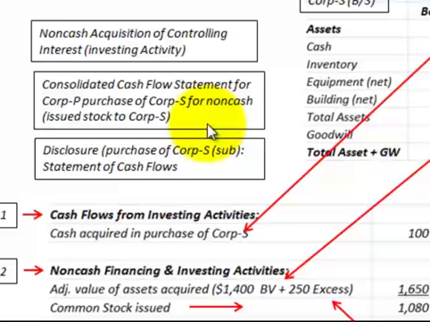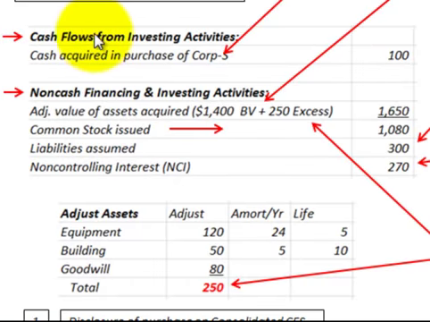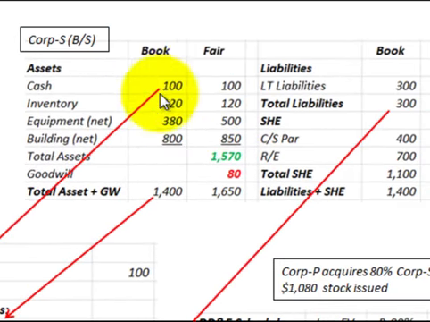All right, now let's look at what has to be disclosed here on the consolidated cash flow statement for the acquisition, or the non-cash acquisition, of the subcorporation S by the parent. First, looking at the cash flows from investing activities for the consolidated cash flow statement. We'd have to include the cash acquired in the purchase of subcorporation S, and that was $100,000 off subcorporation S's balance sheet. The cash amount was $100,000.